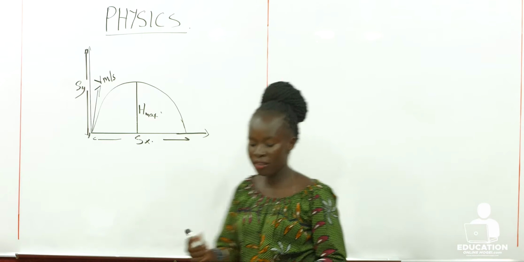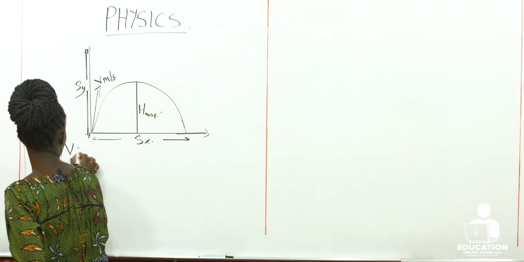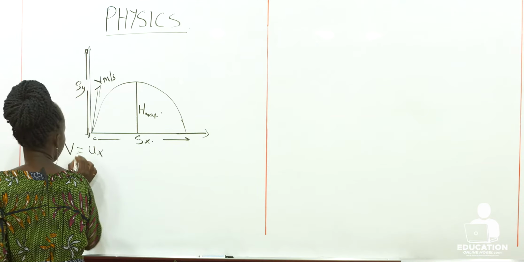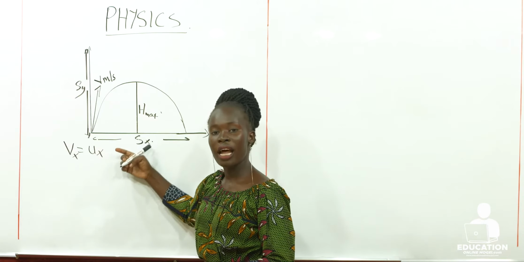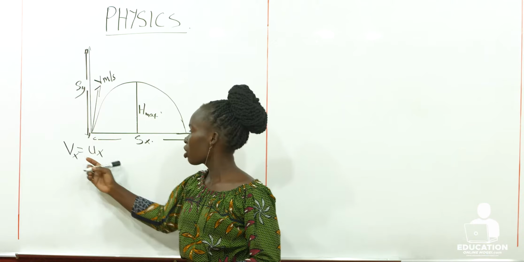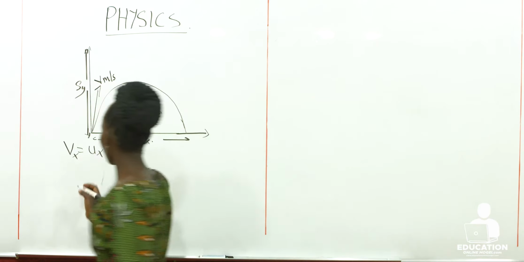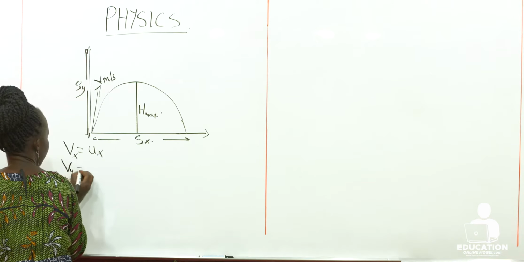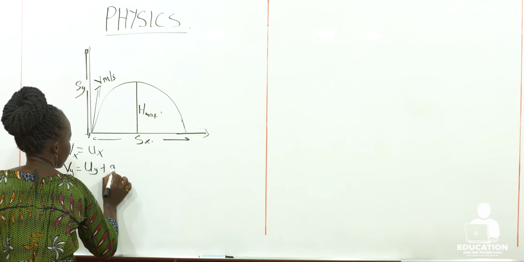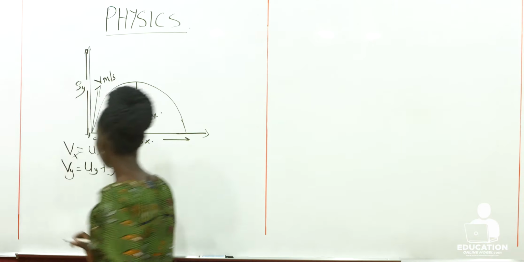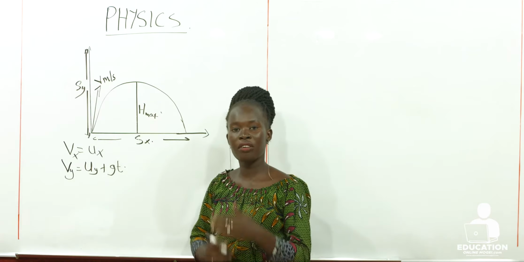So that is what we had, and with the first equation of motion we came up with something like this, because we had v is equals to ux. This was for the horizontal motion, which means that the body is moving with a uniform velocity. You see that your final velocity is equal to the initial velocity. And for the vertical, we had vy is equals to the initial velocity, which is uy, plus g and then t. Because the velocity of a body moving vertically keeps on changing. There is variation in the velocity.